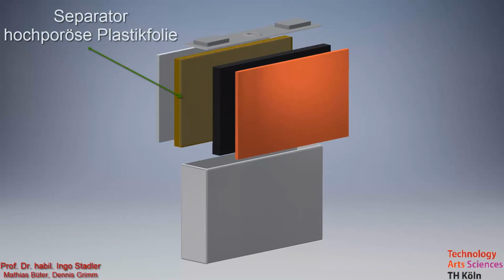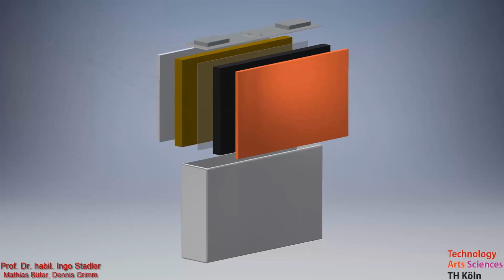The separator is the electrically isolating and mechanically stable protection layer in between the two electrodes of the cell. It needs to prevent a short circuit, and even with high temperatures of up to 90 degrees, it needs to be long-term stable. As a material, often highly porous plastic foils are used. These are transparent for lithium ions, but not for electrons. The thickness of the separator is between 20 and 25 micrometers.